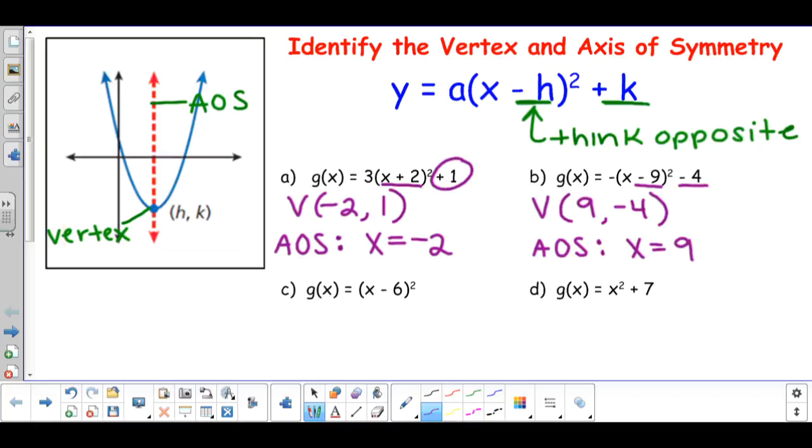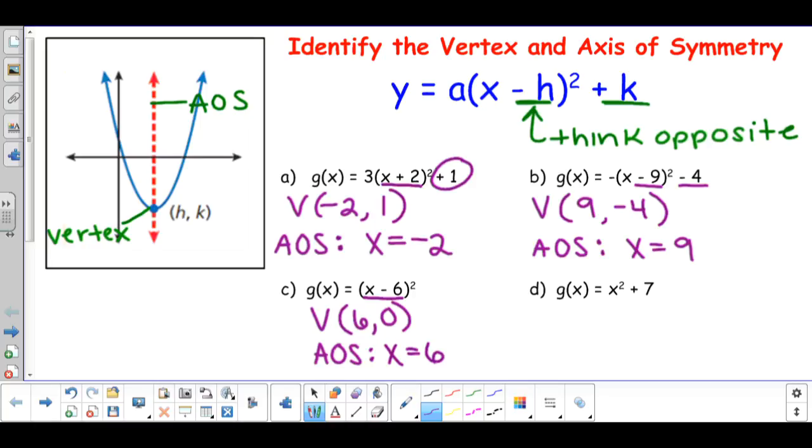In letter C, I am going to concentrate on the x minus 6 to tell me that I'm going right 6, and I have no k, so that means I'm not going up or down. So my y coordinate is going to stay at 0. So my vertex will be at positive 6, 0. The axis of symmetry will go through that x coordinate, so my axis of symmetry will be x equals 6.